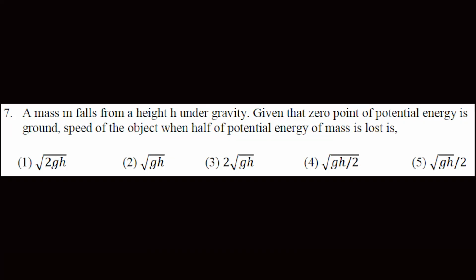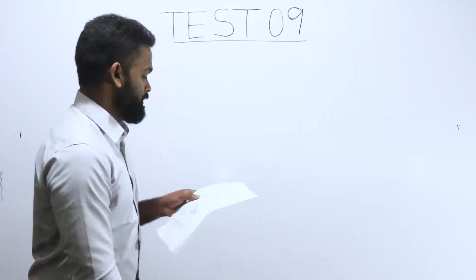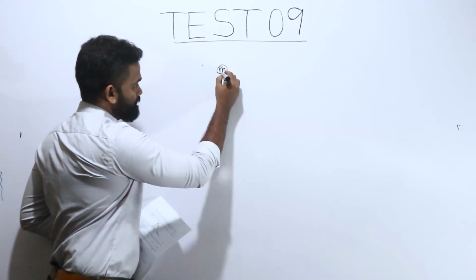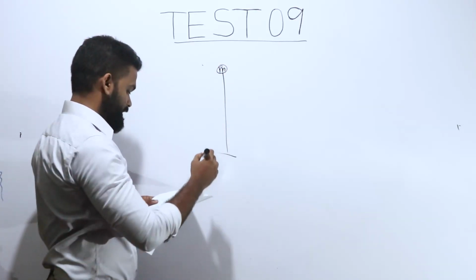Seventh question. A mass m falls from a height h under gravity. Given that the zero point of potential is the ground, find the speed of the object when half of the potential energy of the mass is lost. Okay, there's this mass, symbol m. It is at a height, symbol h.